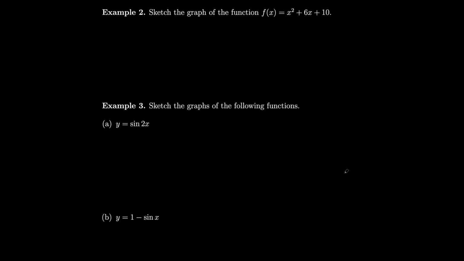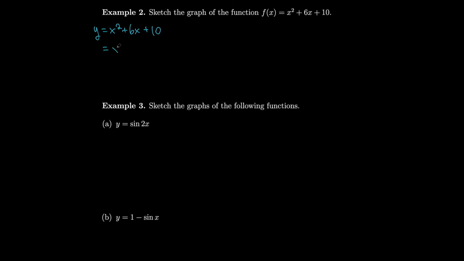Let's sketch the graph of the function f of x equals x squared plus 6x plus 10. In order to do this, we could just plug in points and see what we get, but instead let's try to transform it from the graph of y equals x squared, just to practice making new functions from old functions. So we have y equals x squared plus 6x plus 10. In order to see how this is obtained from y equals x squared, let's complete the square.